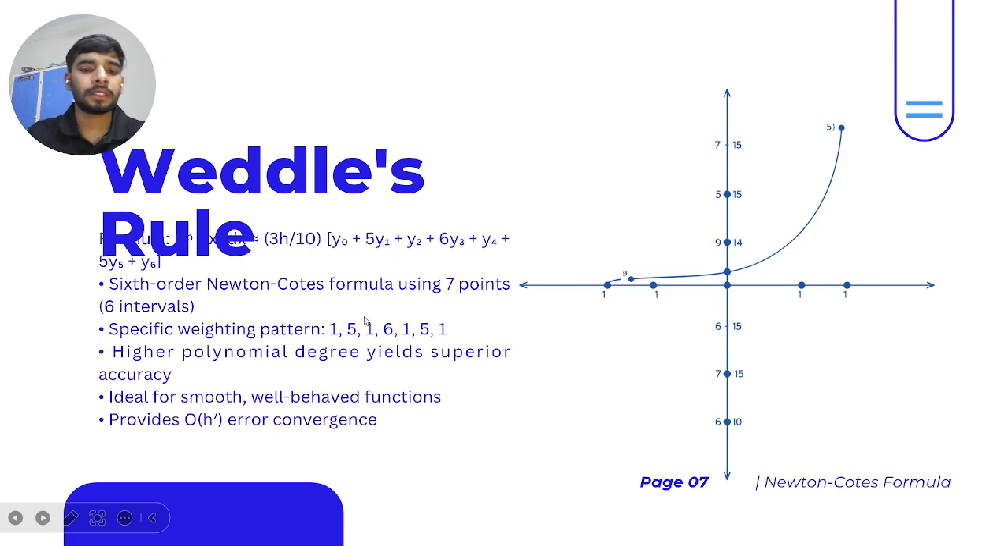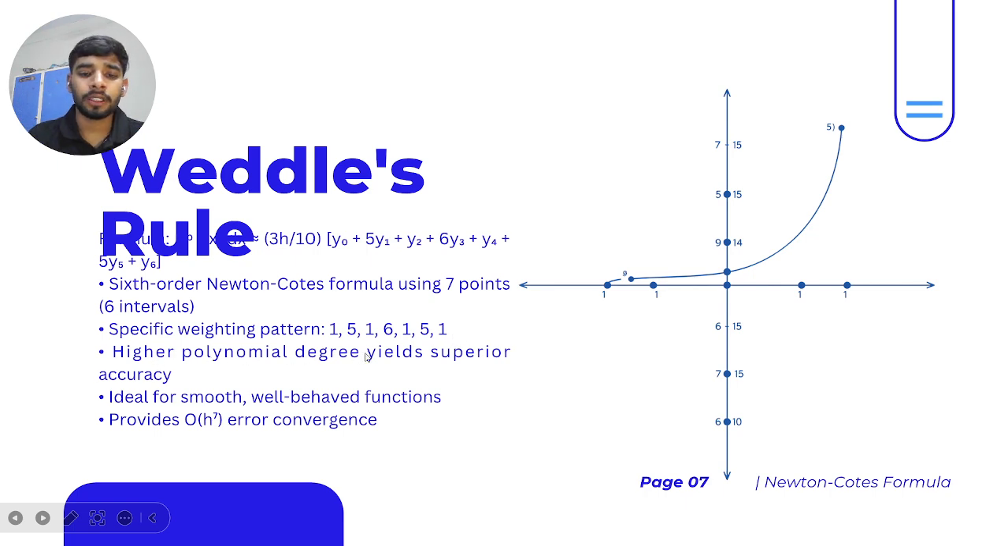Now we will see Weddle's rule. Something is misprinted here. We are saying that integration from a to b of f(x) dx is nearly equal to 3h by 10 times (y0 plus 5y1 plus y2 plus 6y3 plus y4 plus 5y5 plus y6). It is a sixth order Newton-Cotes formula using 7 points, with a specific weighting pattern 1, 5, 1, 6, 1, 5, 1.